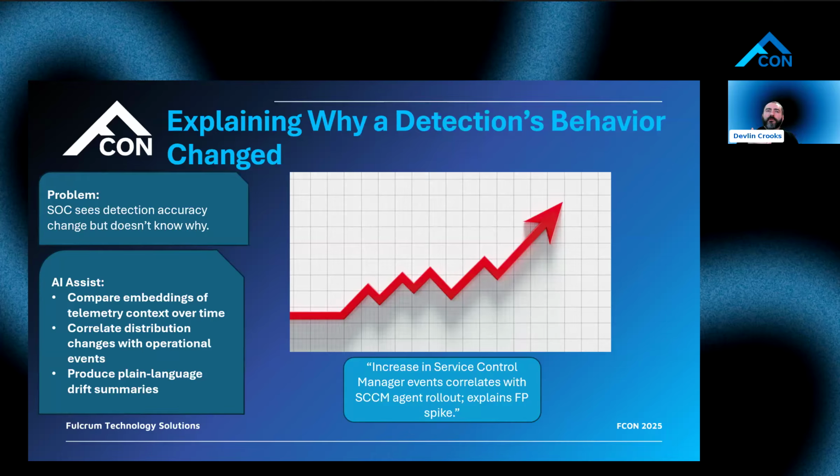Well, we can compare embeddings of telemetry context over time. Now this requires some telemetry from other sources that we'll go over, and how to ingest those. But it correlates distribution changes with operational events. Plain language drift summaries: an increase in service control manager events correlates with our SCCM agent rollout. So oftentimes when you are looking at your reports and you see, why do we have plus 500 alerts on Tuesday? What happened? Well, some guy rolled out some DB update and set logging to debug, and that inflated all these logs and caused all the baselines to go wonky. This will say, all right, why did some of this change?